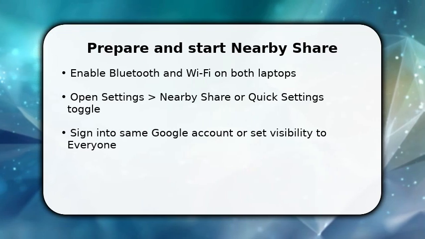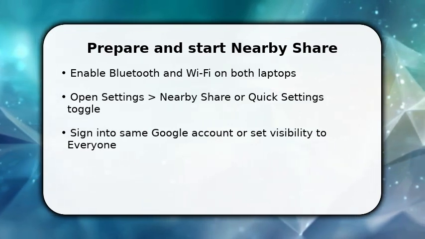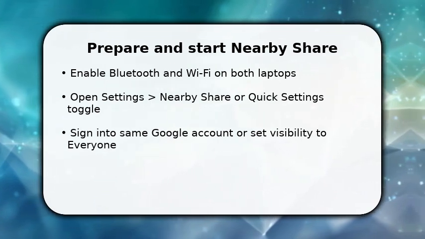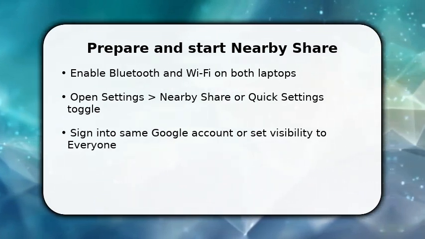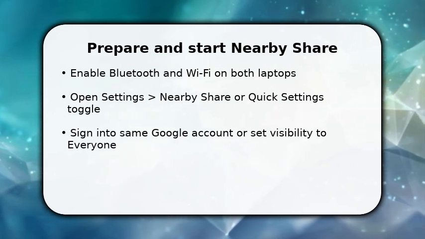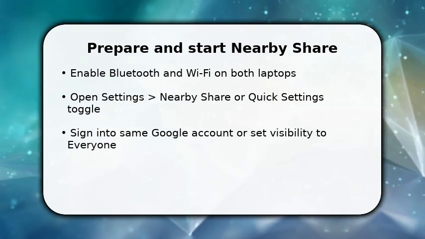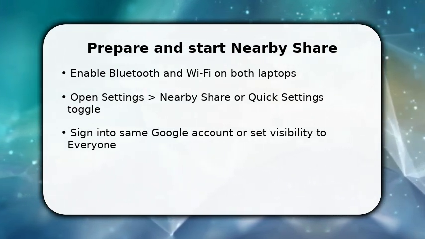You'll begin by enabling Bluetooth and Wi-Fi on both laptops. These radios carry discovery and data. Open Nearby Share from Settings or the Quick Settings menu and set device visibility, choose Contacts or Everyone depending on privacy. Make sure both machines are awake and unlocked so transfers won't pause.